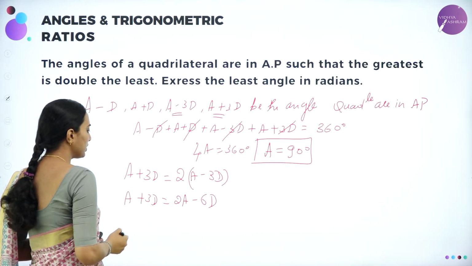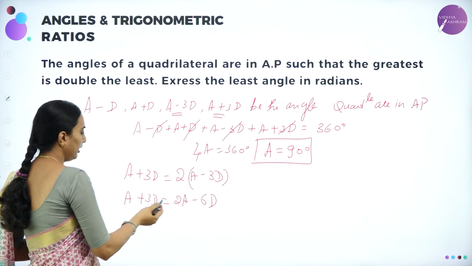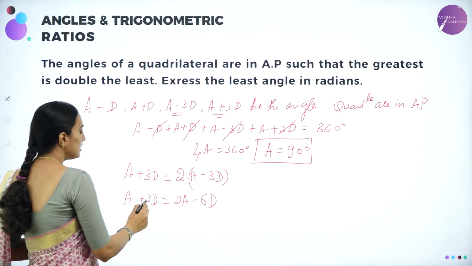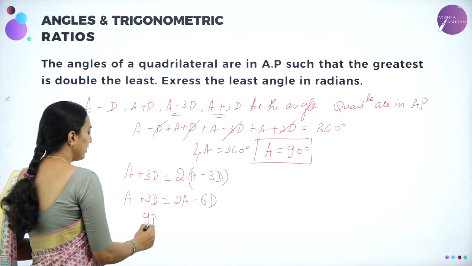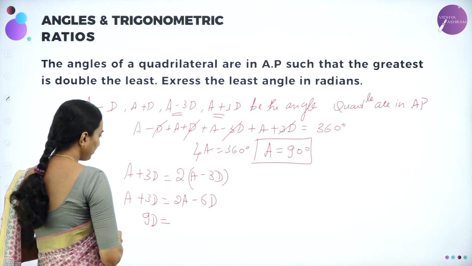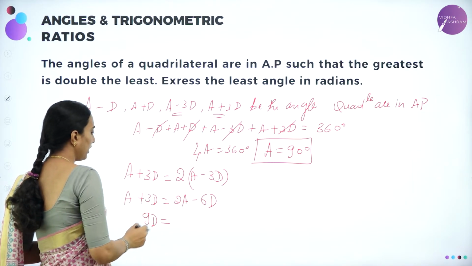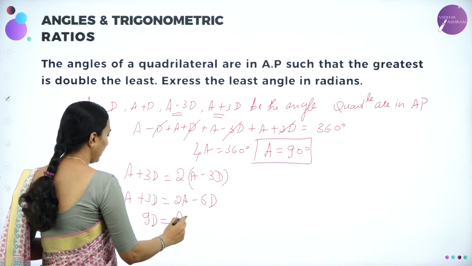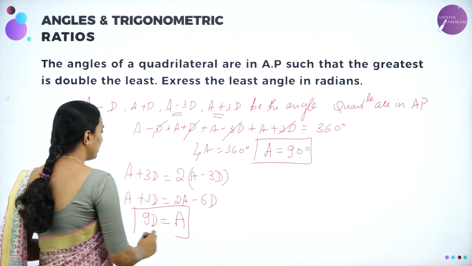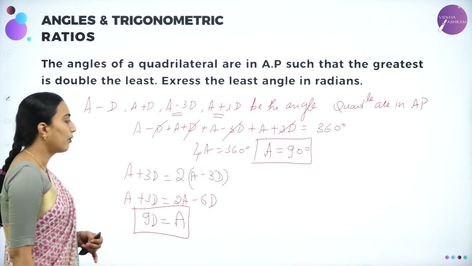You are going to get the relation in D and A. Taking 6D to this side, 3D plus 6D is 9D. If you take 6D to this side and A to that side, it will become 2A minus A, which is nothing but A. So A will be equal to 9D.